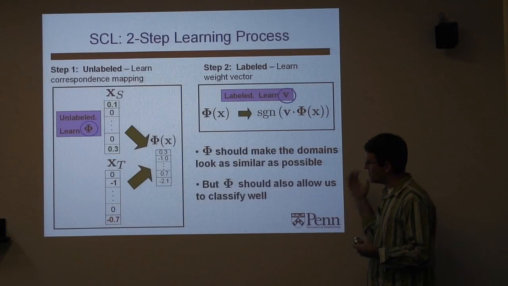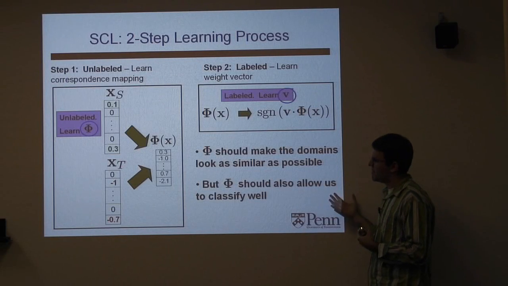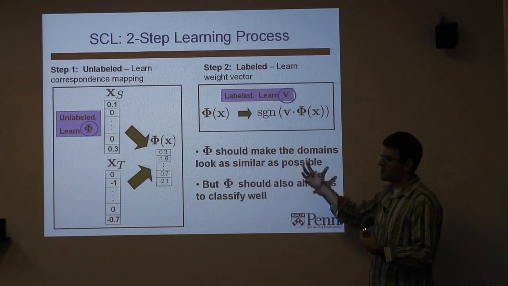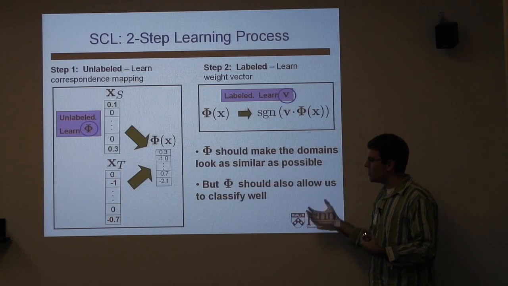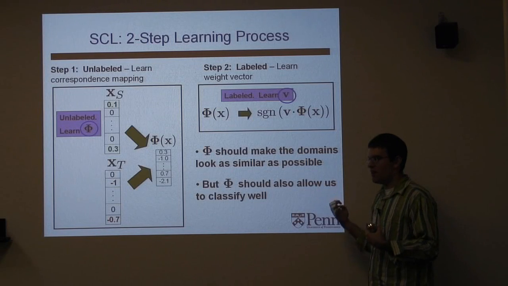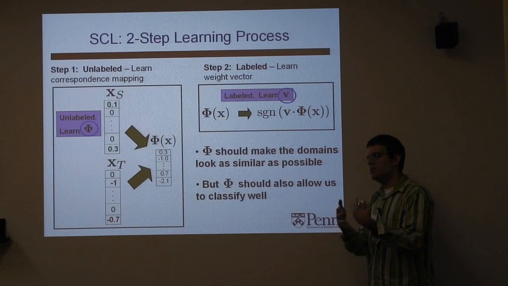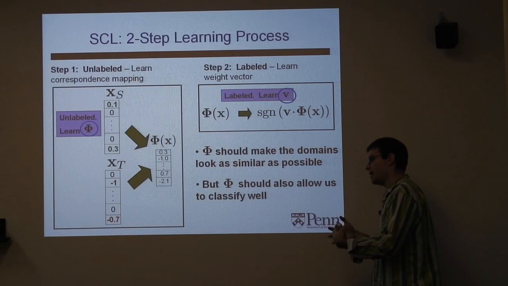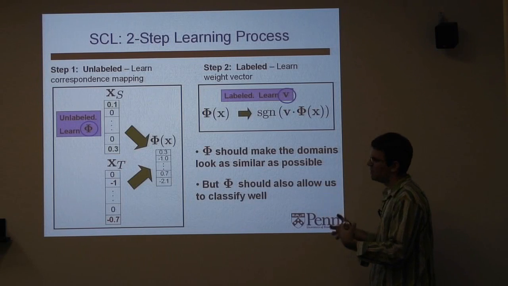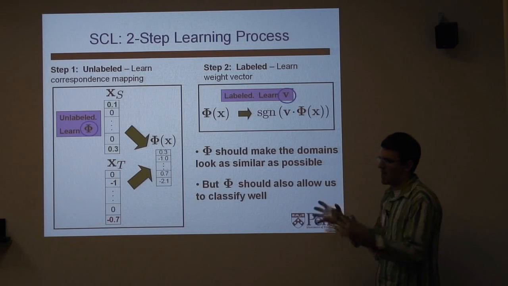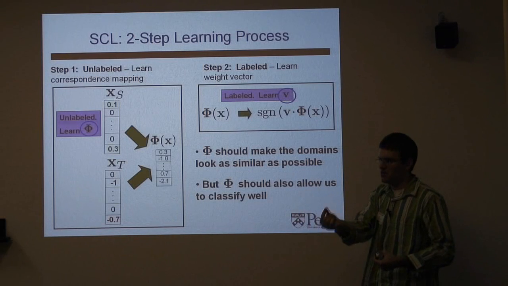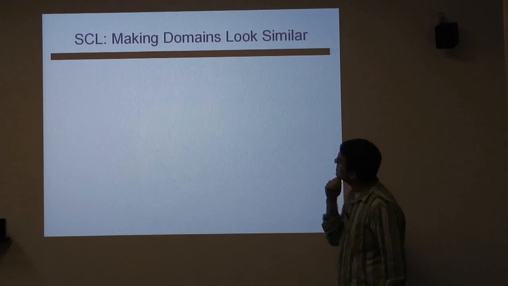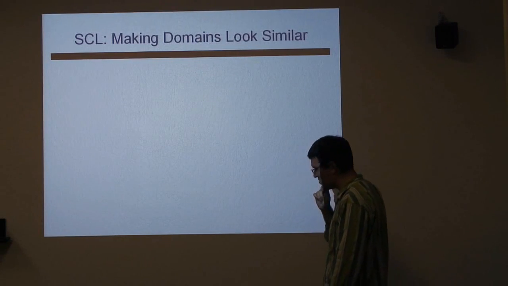Okay. We alluded to this before, but let's think about the properties of phi that we're looking for. One, we need to make the domains look as similar as possible, but also we need to allow ourselves to do classification. We designed our feature space to have good discriminative power, and we don't want to lose that power in doing this mapping. In particular, you can think of fulfilling the first criterion by mapping all the points onto one low-dimensional point, and that's obviously not going to help us.